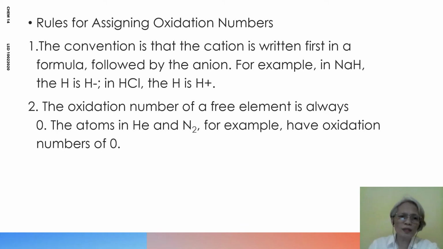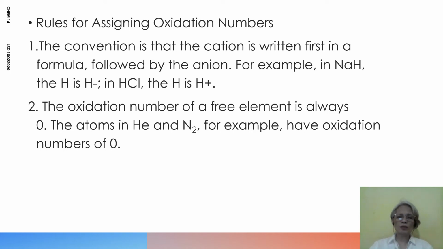Now, I have here 10 rules for assigning oxidation number. The first one is that the convention is that the cation is the one which is written first in the formula, followed by the anion. So recall your formula writing. For example, in sodium hydride, hydrogen is negative, but in HCl, in most compounds, hydrogen is positive. Why? Because sodium is more electropositive, and therefore hydrogen is written second and would take the -1 oxidation state.